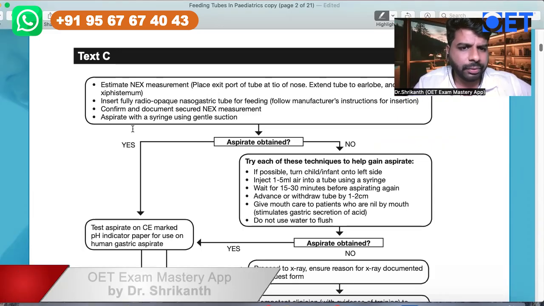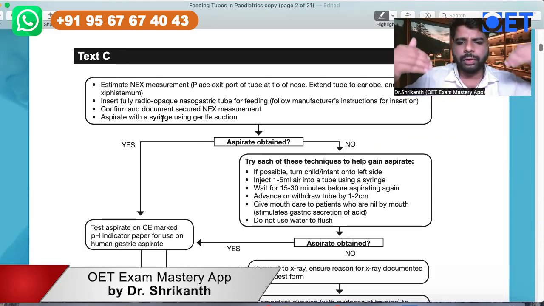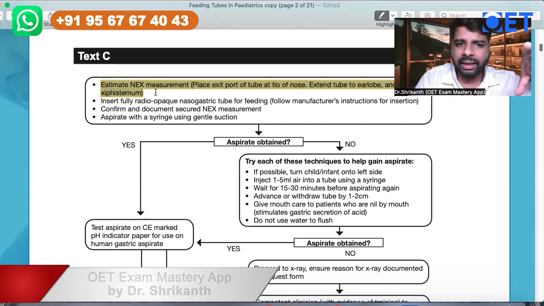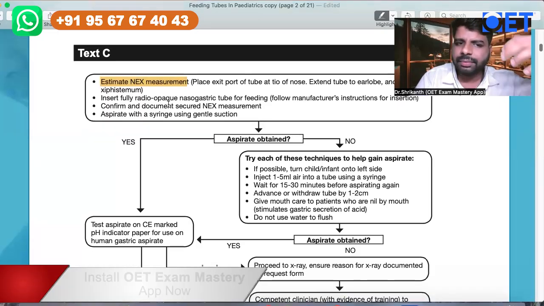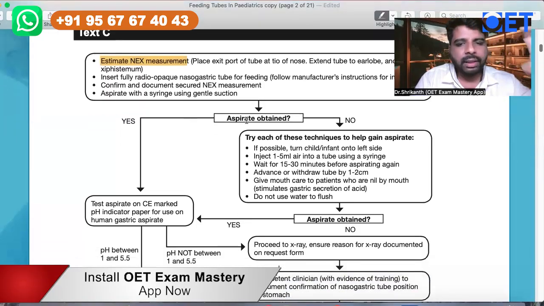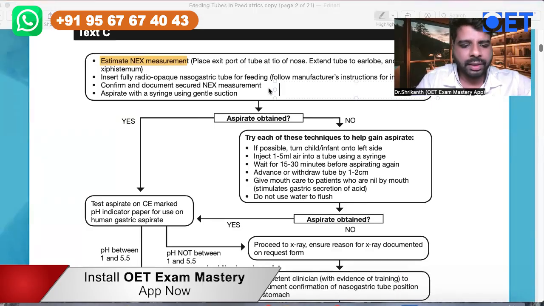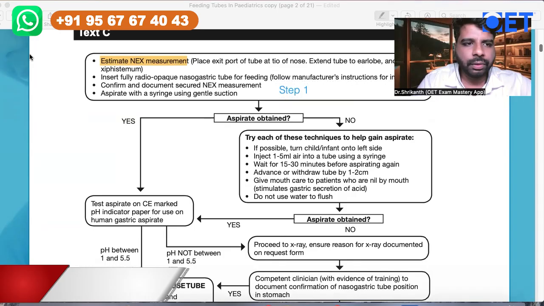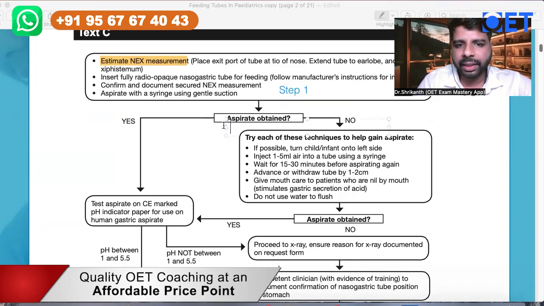So what is a flow chart? A flow chart is basically a step-by-step process. This is step number one: estimate the NEX measurement. Then there are some things we have to do. Flow chart basically means this is step one, and now this is step two. Now what the medical staff must do is check whether the aspirate was obtained or not. That is step two.